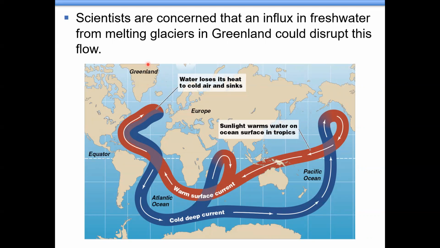So if we have cold, fresh water entering here, that's going to disrupt things a little bit. Water is going to lose heat. That means it's going to become a little bit more dense, sink down just a little bit. So if we disrupt this current, the entire climate of Europe is going to be altered along with that, because again, these currents are very important for moderating climate all over the place. So this is a serious issue, one of the serious issues that scientists are concerned with when it comes to things like global warming.